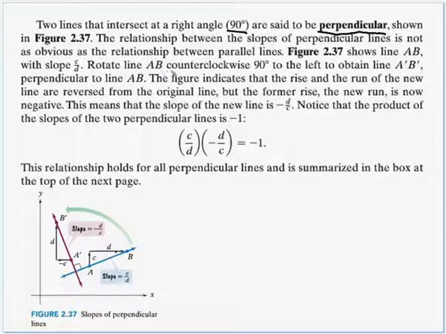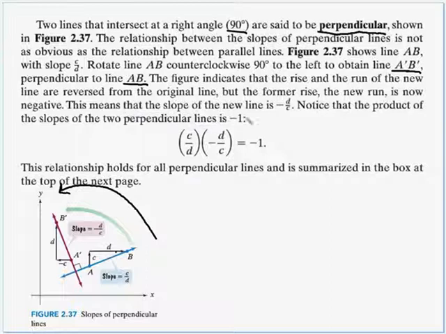Rotate the line AB counterclockwise 90 degrees to obtain this other line, A prime, B prime. So we rotated it counterclockwise 90 degrees. Now we have A prime, B prime, and it is perpendicular to the given line AB. The figure indicates that the rise and run of the new line are reversed from the original line. The former rise, the new run, is now negative. This means that the slope of the new line is negative d over c.